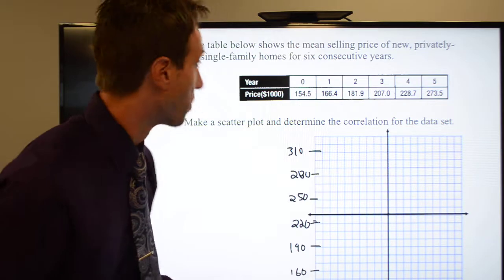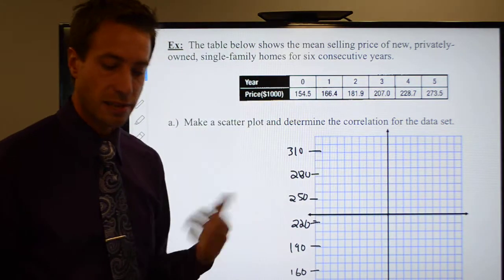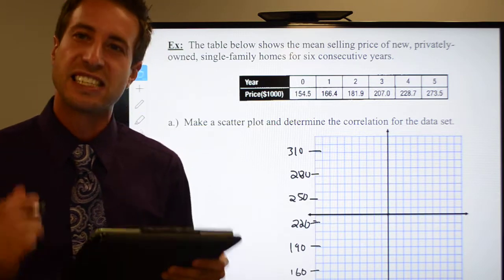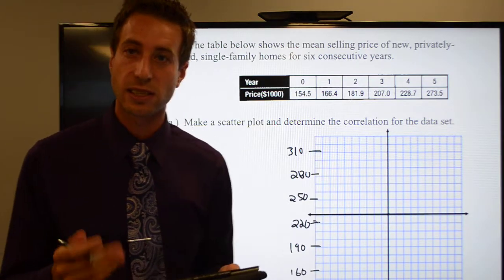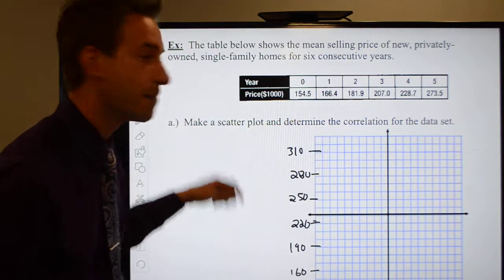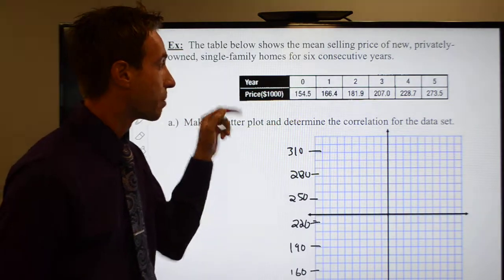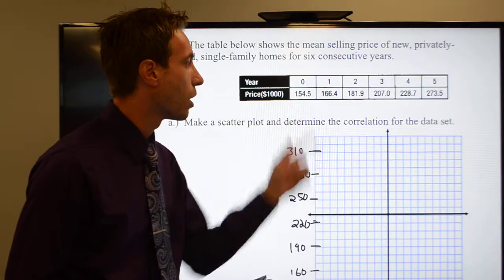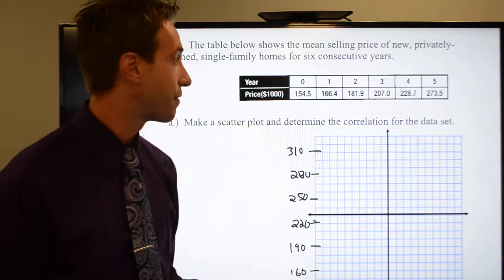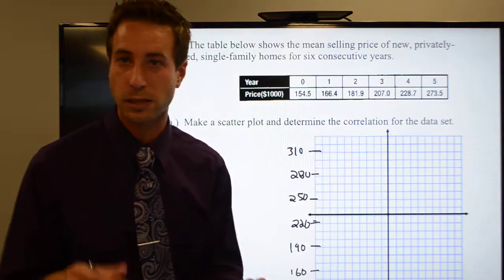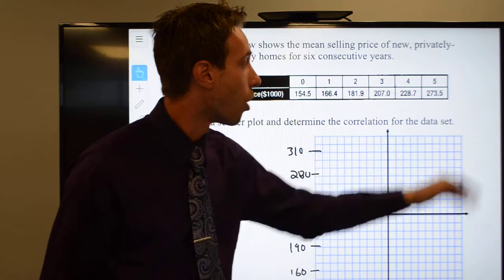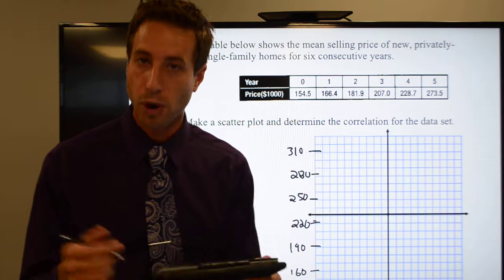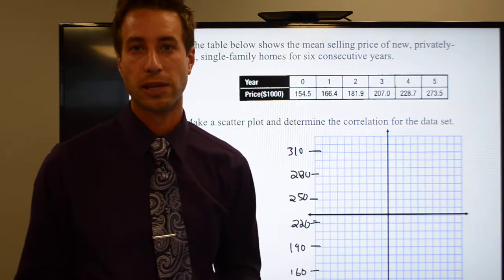So here we go. The table below shows the mean selling price for new privately owned single-family homes for 6 consecutive years. So that's what's in the data set. It gives you the year and then the price of the home, of course, in thousands. So year 0, 154.5 thousand, year 1, 166.4 thousand, and so on for 6 consecutive years, showing the price of a privately owned single-family home.